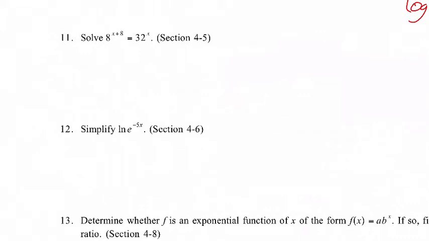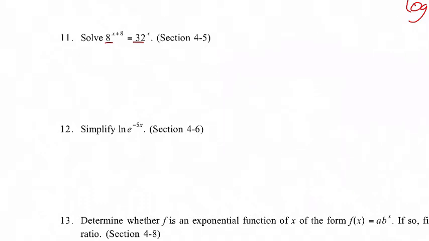Number 11 says solve 8 to the x plus 8 equals 32 to the x. Now, we need to get these so that we can have a common base. In order to do so, let's take a look at the two numbers that are our current power bases. So we have 8 and we have 32. One thing that we know they have in common is they both can be written as 2 to an exponent.